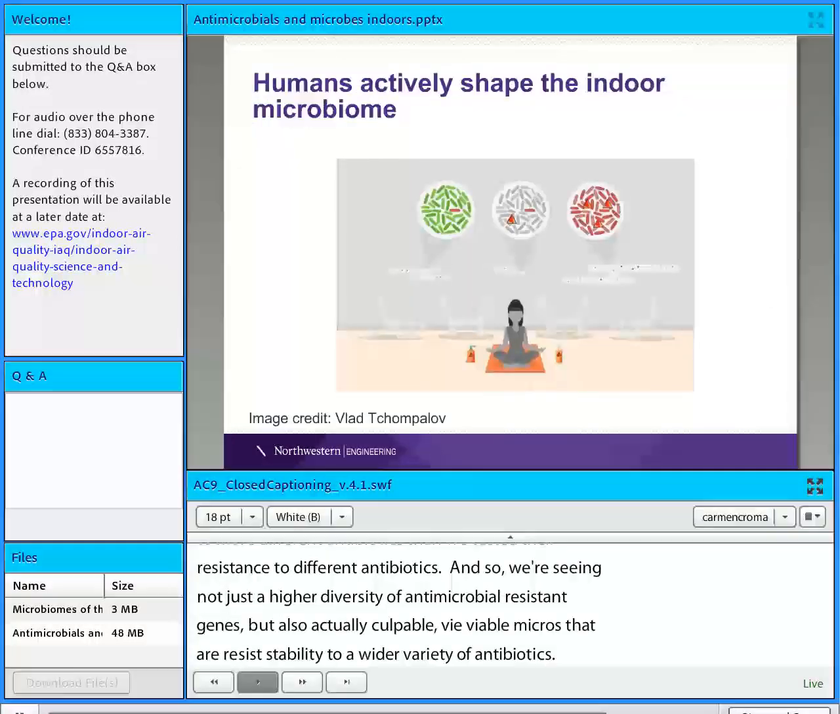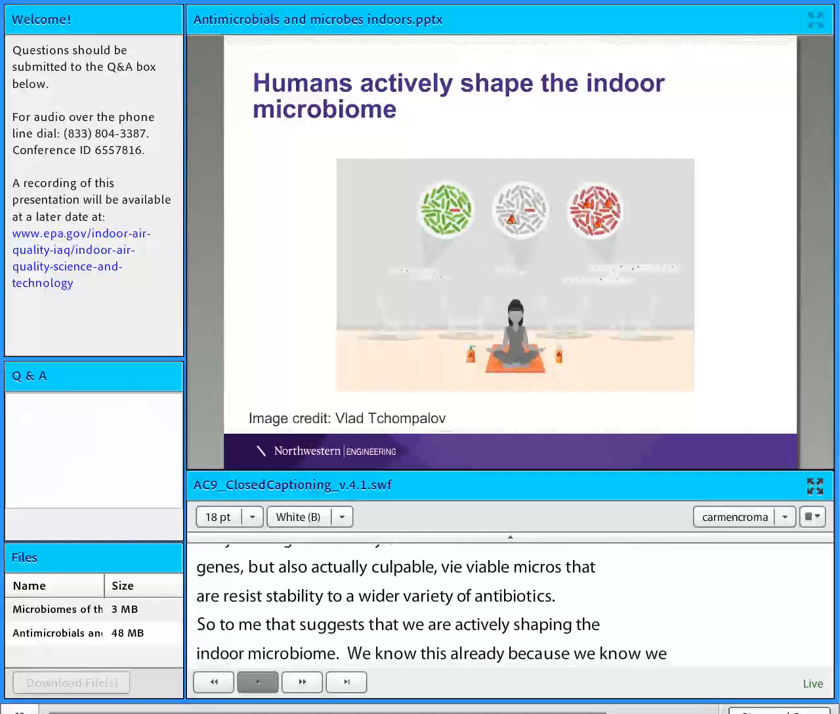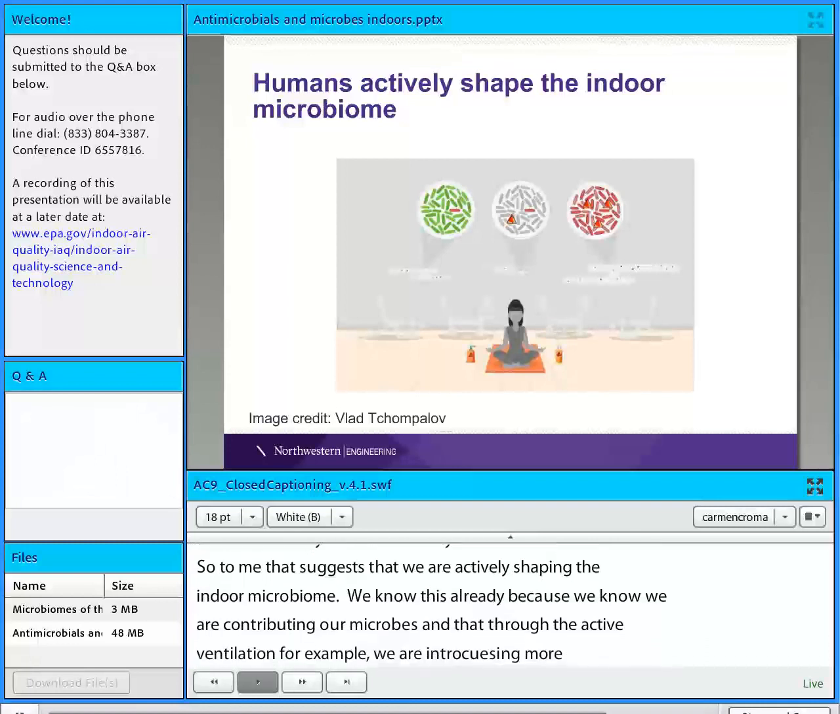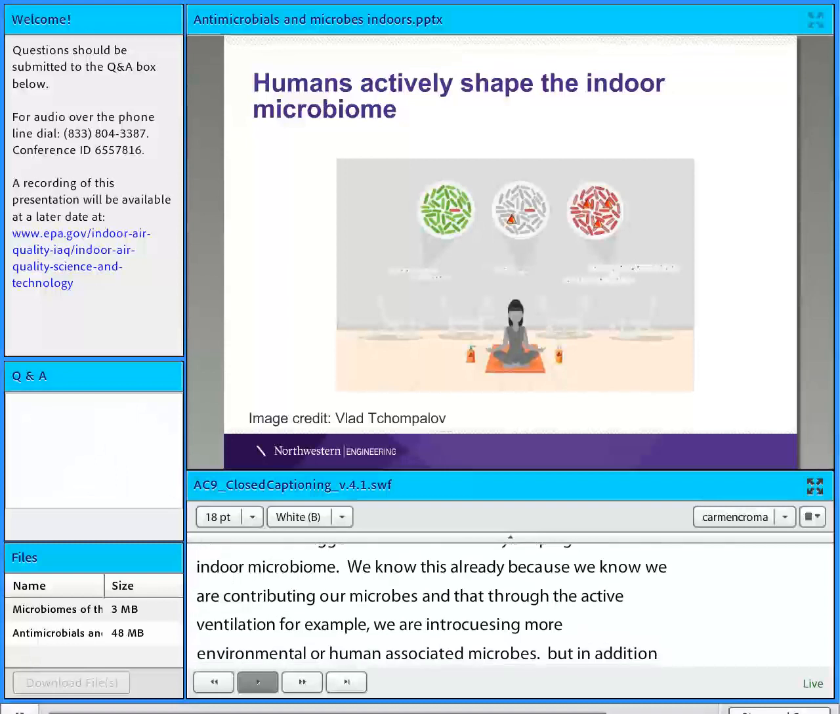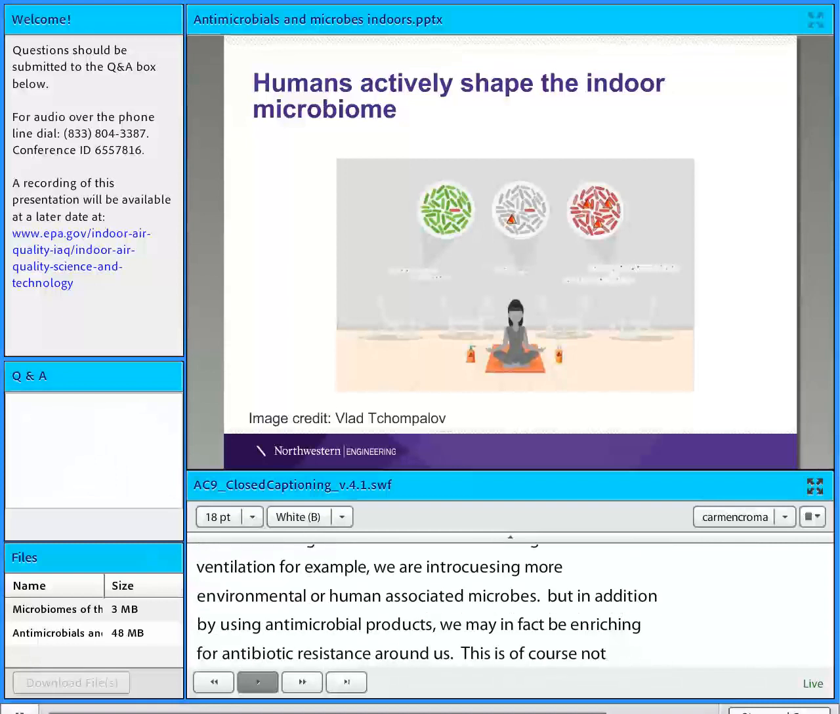So to me, that suggests that we are actively shaping the indoor microbiome. We know this already because we know that we are contributing our microbes, and that through active ventilation, for example, we are introducing more environmental or human-associated microbes. But in addition, by using antimicrobial products, we may in fact be enriching for antibiotic resistance around us. And this is of course not what we intended to do, but it seems to be a recurring side effect.